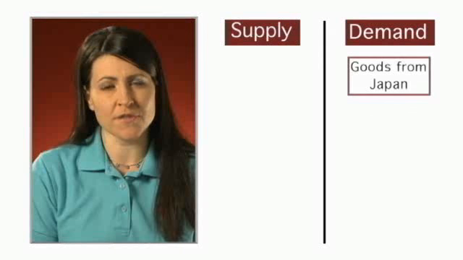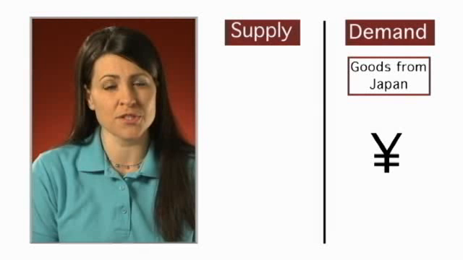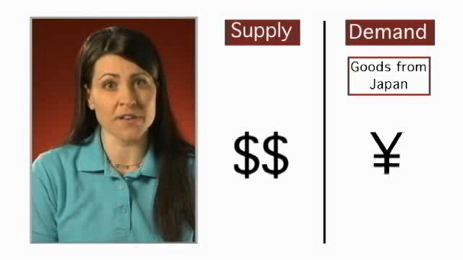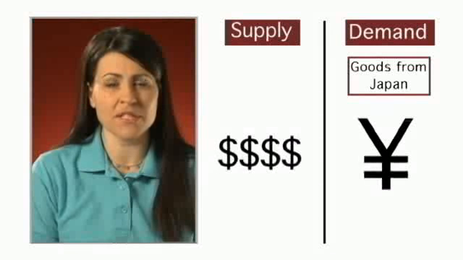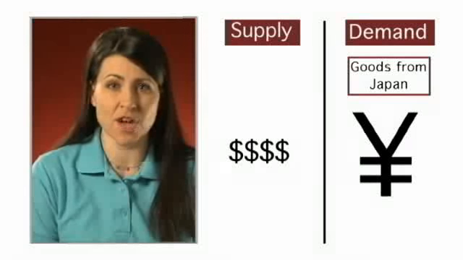For example, if Americans had a greater demand for goods from Japan, so too would they have a greater demand for yen with which to purchase those goods. And to get the yen, they'd have to supply more of their dollars in exchange. As Americans bid the price of yen up, the dollar would depreciate relative to the yen, and the yen would appreciate relative to the dollar.